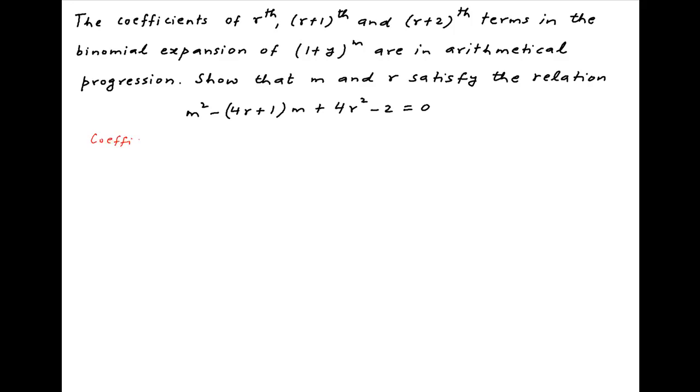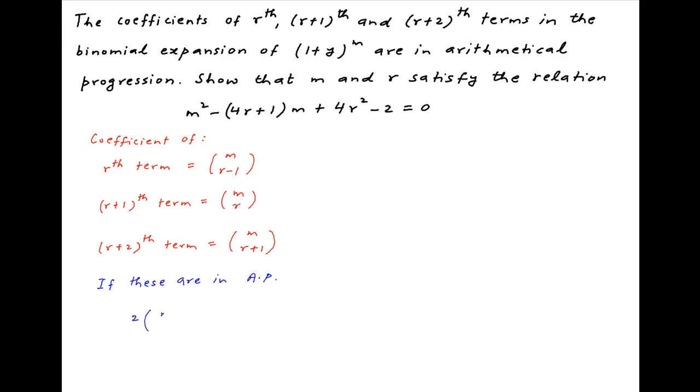The coefficient of the rth term is equal to m choose r minus 1. Similarly, the coefficient of the r plus 1th term is m choose r. And the coefficient of the r plus 2th term is equal to m choose r plus 1. Now we are given that these three coefficients are in arithmetical progression.